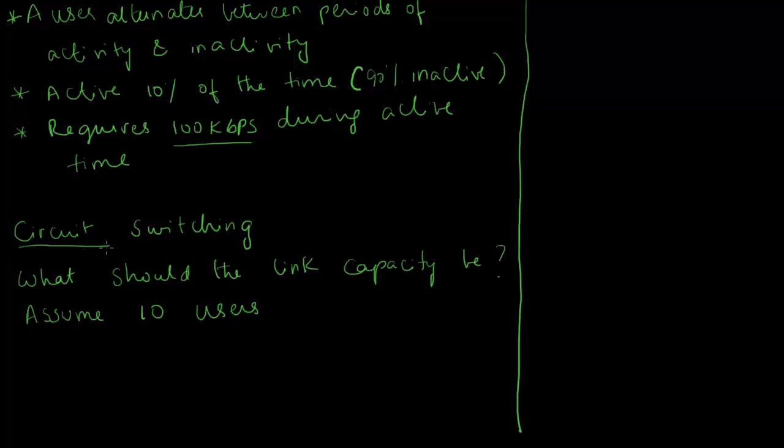Now, if you were to use circuit switching, what should the link capacity be if you want to support 10 users? Work it out. Well, this is rather simple. Since the activity or inactivity has no role to play in circuit switching, for each of the 10 users, you need to provide 100 kbps. So you need to provide 10 times 100 kbps, that is a 1 Mbps link to support the 10 users.